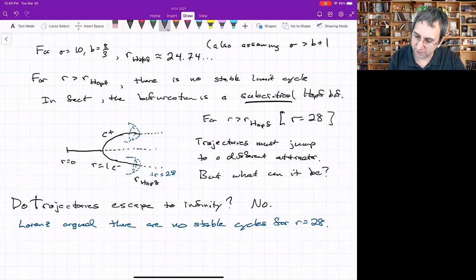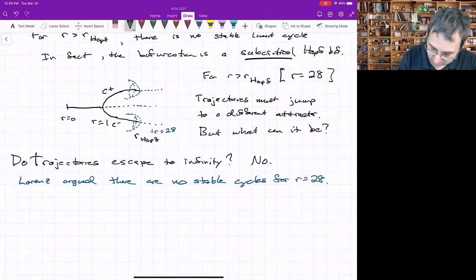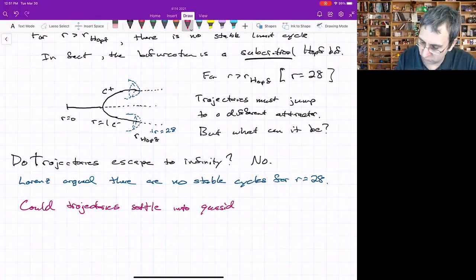You might think, okay, things aren't escaping to infinity. They're not going to a fixed point. Lorenz argued that there's no stable cycles. Let's just take that on faith for now. What about, we've talked about quasiperiodic behavior. Maybe things don't settle down to something that's exactly periodic, but they would settle down on something quasiperiodic. Maybe. Could trajectories settle into quasiperiodic behavior?